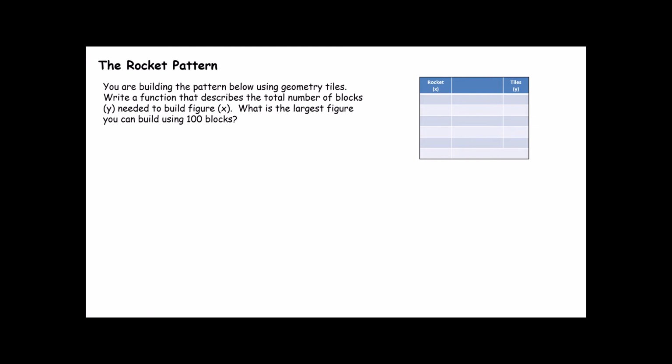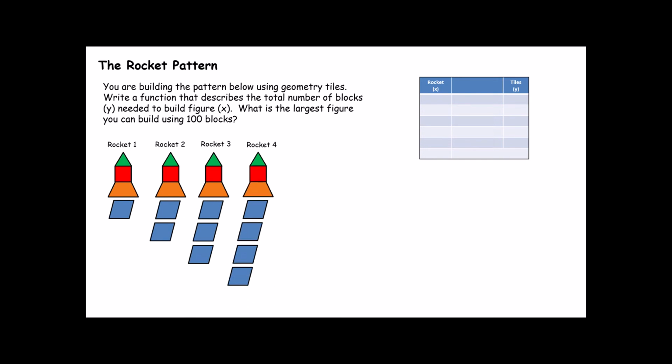This is the rocket pattern. You're building the pattern below using geometry tiles. So this is rocket 1, this is rocket 2, rocket 3, rocket 4, and rocket 5. It says, write a function that describes the total number of blocks or tiles needed, that's y, to build figure x. That's the rocket. What's the largest figure you can build with 100 blocks? So take a look at this rocket real quick. Remember, whenever we talk about linear equations, we're always looking for a starting point and a constant rate of change. So let's look at how many blocks it takes to build the first rocket.